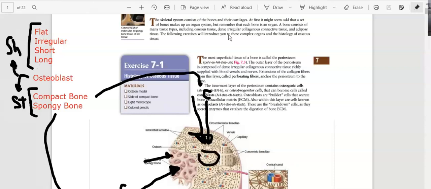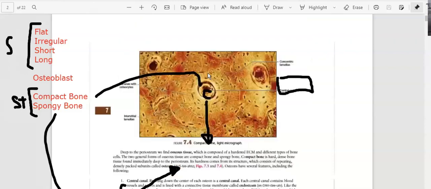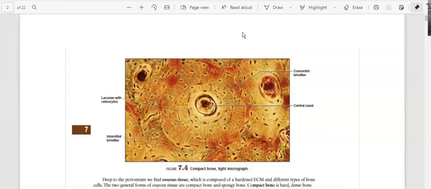So then if we go over here, we can see right there in the text that we have the osteogenic cells. Remember I said those are going to be the stem cells, the ones that are going to give rise to the other types of cells that we have. Now we can see a real picture of an osteon. This is a real picture using a microscope. You can clearly see here the osteon right there. Obviously, this is just one.